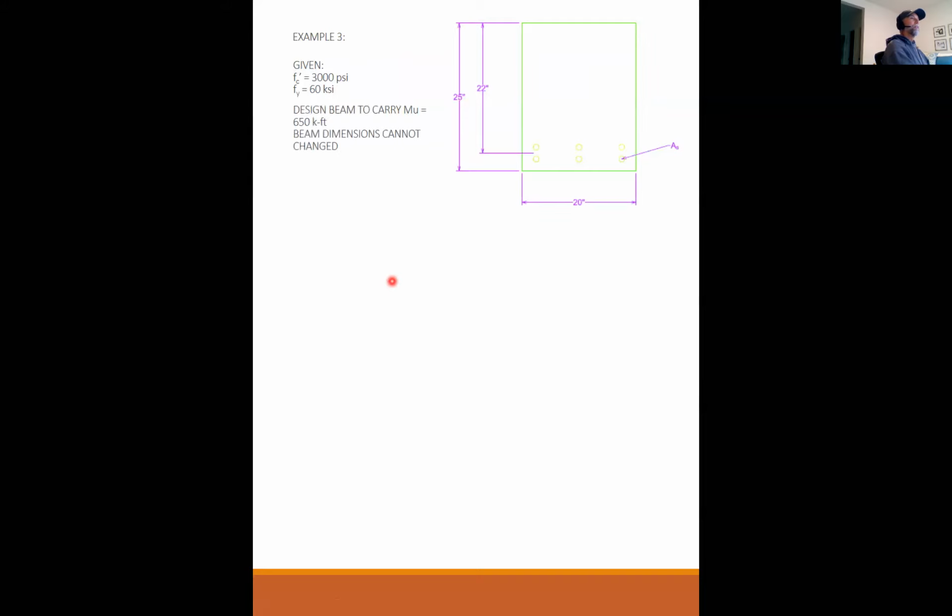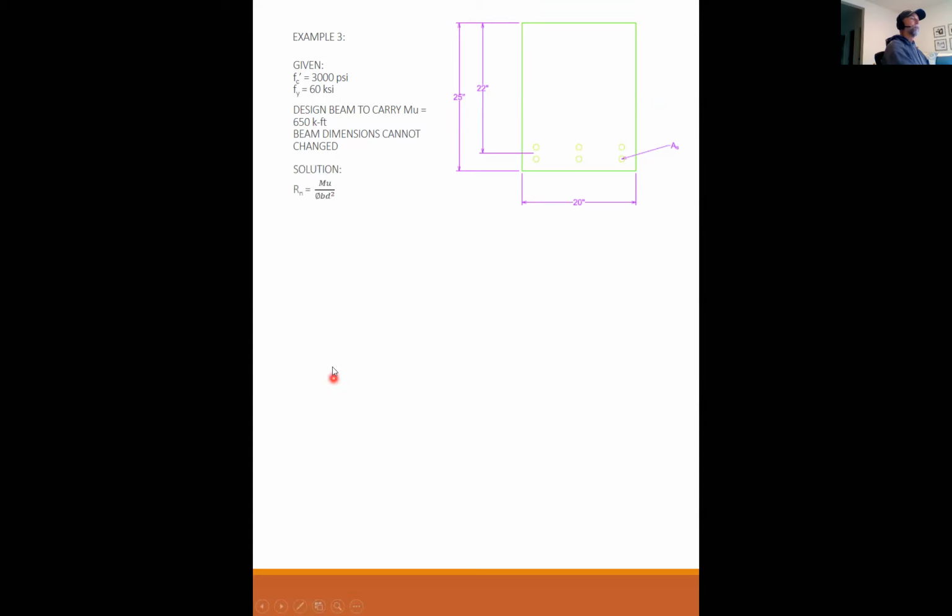Okay, so example number 3. Here's a beam. d is 22, the width is 20. We've got 3,000 psi concrete and Fy is 60 ksi. So we want to design the beam to carry 650 kip feet of moment, and the beam dimensions cannot be changed. We're stuck with this beam.